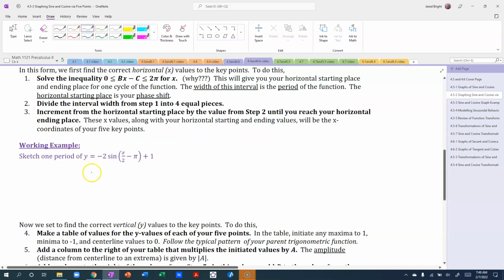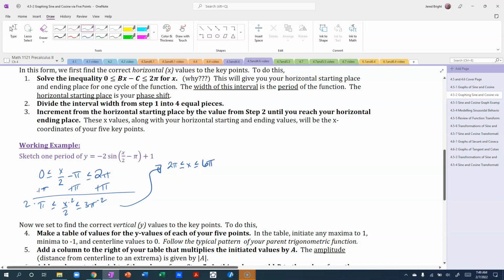So in this case, I would do 0 less than or equal to x over 2 minus pi less than or equal to 2 pi. I want to solve this for x, so I would add pi to all 3 components. If you need to review how to solve compound inequalities, please do. I am not going to in this video. So x over 2 is between pi and 3 pi. Then to solve for x, I would multiply the middle component by 2, which means multiplying all components by 2. So at the end of the day, I get 2 pi less than or equal to x less than or equal to 6 pi.